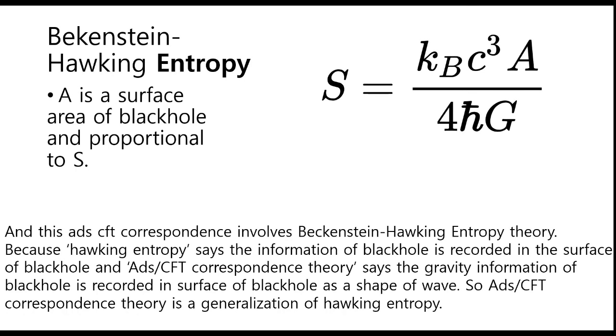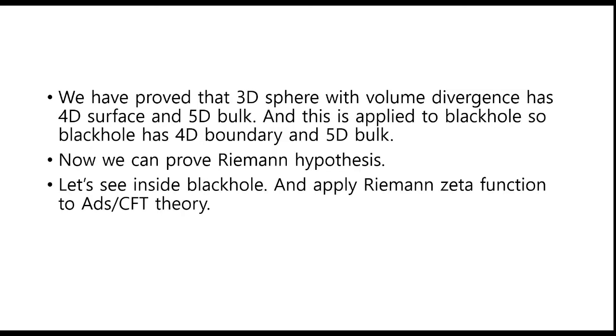And this AdS/CFT correspondence involves Bekenstein-Hawking entropy theory, because Hawking entropy says the information of a black hole is recorded in the surface of the black hole, and AdS/CFT correspondence theory says the gravity information of the black hole is recorded in the surface of the black hole in the shape of a wave. So AdS/CFT correspondence theory is a generalization of Hawking entropy. We have proved that a 3D sphere with volume divergence has a 4D surface and 5D bulk, and this is applied to the black hole. So a black hole has a 4D boundary and 5D bulk. Now we can prove the Riemann hypothesis.